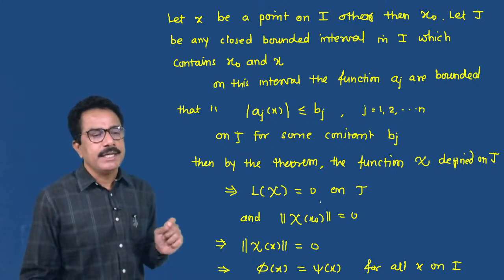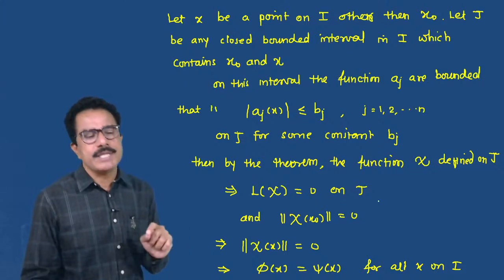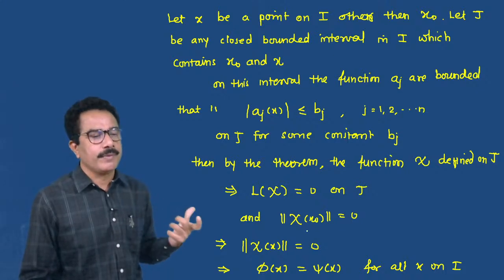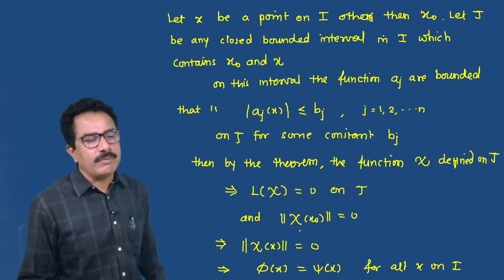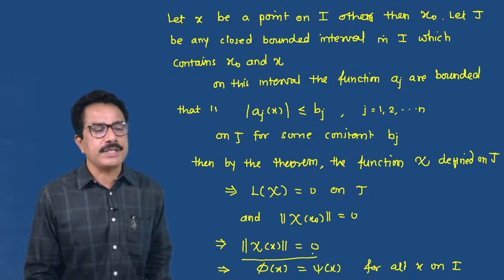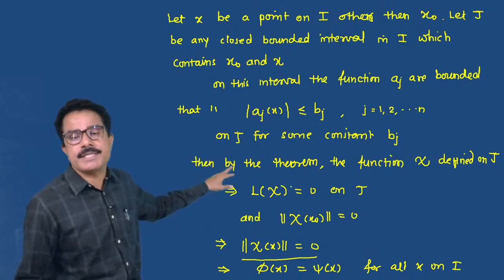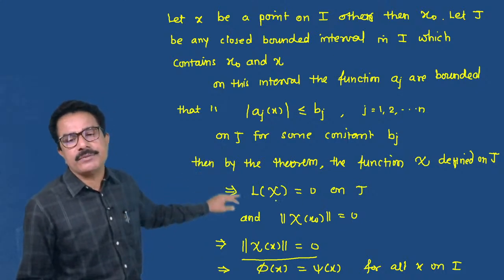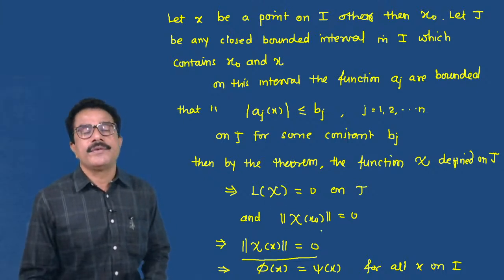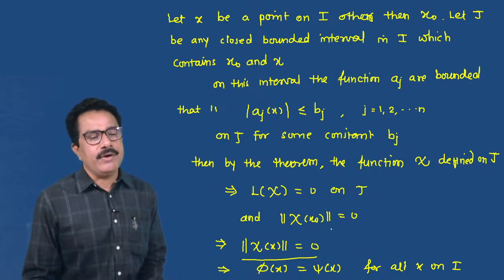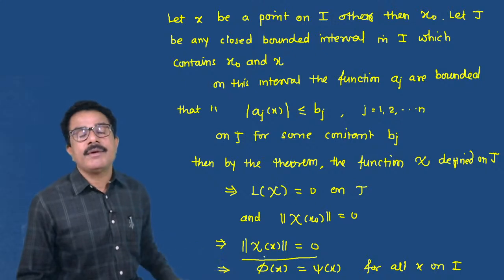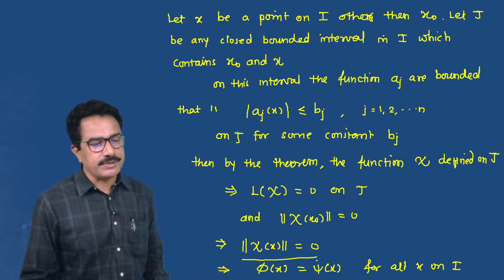This implies that L of chi is equal to 0 on J, and chi of x naught, the norm of chi of x naught, is equal to 0. We have seen this in theorem number 2. According to theorem number 2, L of chi is equal to 0, so the norm of chi of x naught is equal to 0. This implies that the norm of chi of x is equal to 0.